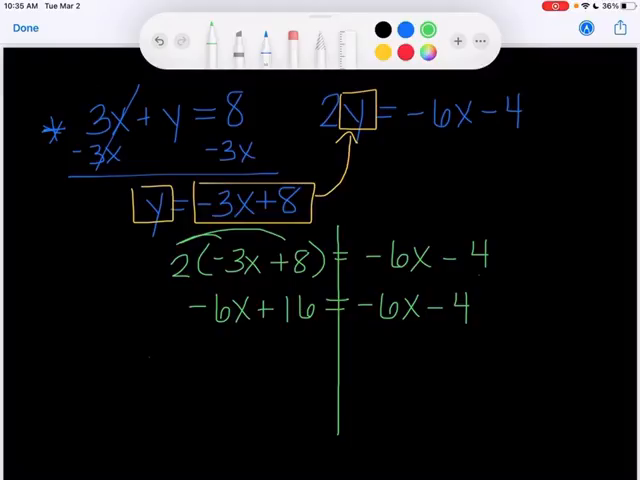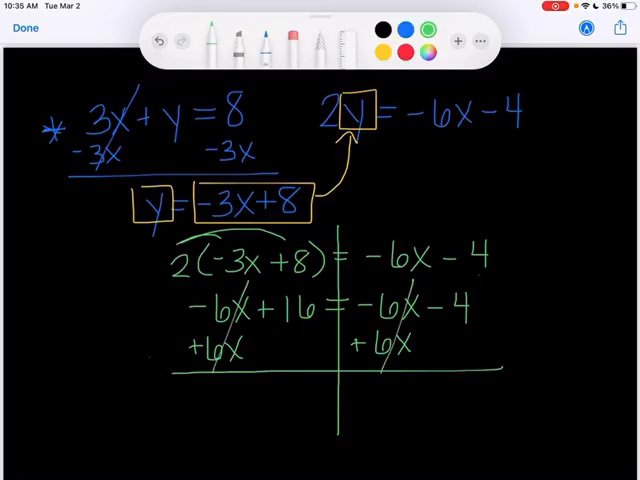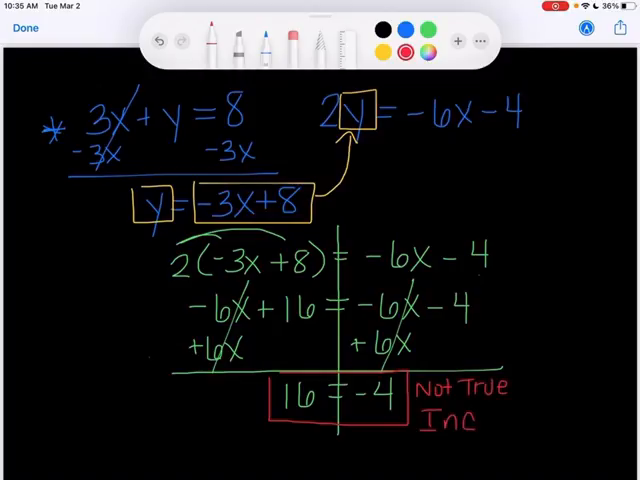And now I'm going to get my x's together, so I'm going to add 6x to get rid of it over here. But if you notice in this case, both of these x's cancel out, and I end up with an equation 16 equals negative 4. If your variable cancels out and you're left with an equation like this with just two values, two things could happen. This is either inconsistent or it's dependent. Since this is not true, 16 does not equal negative 4, this would be inconsistent, which means there is no solution. These are parallel lines, they never cross.